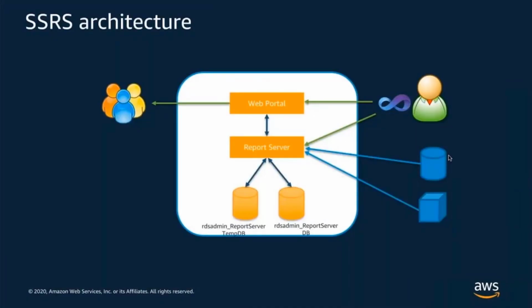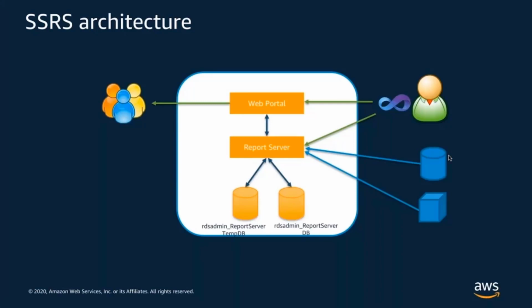This is a high-level architecture of SSRS. A report server is a stateless server that uses the SQL Server database engine to store metadata and object definitions. It is the backend service that does all the report processing, scheduling, and connecting to different data sources, such as SSAS and OLTP databases. When you add the SSRS option for the first time, you see two new databases in your RDS instance, the RDSAdmin_ReportServer and RDSAdmin_ReportServerTempDB databases. SSRS is configured to use these databases.